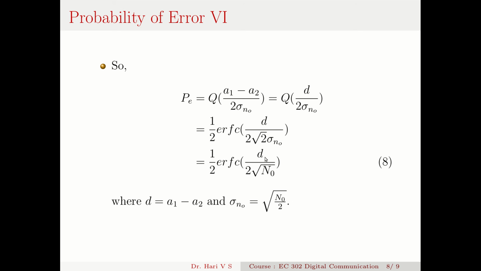This d squared is actually the signal power, the difference between the signals, and this is my noise power. So basically the probability of error is a Q function of the signal to noise ratio. We will be plotting this variation, that is the probability of error or bit error rate against the signal to noise ratio. Essentially it becomes a Q function or a complementary error function.